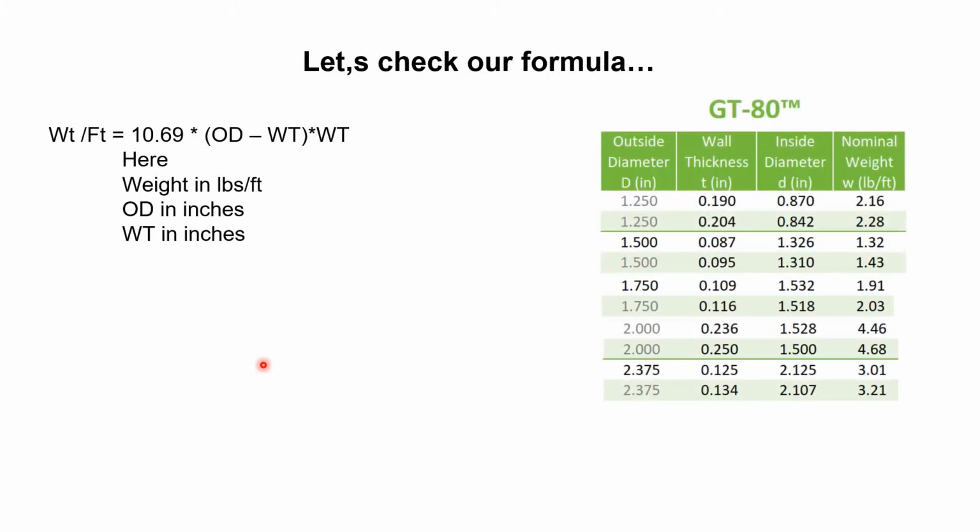Here we have our technical data sheet provided by GT80. Let's assume that at some particular point of time we do not have this sheet and we only know the outer diameter of a particular coiled tubing string and its wall thickness. So we can calculate the pound per foot weight at that time when we do not have this data sheet.